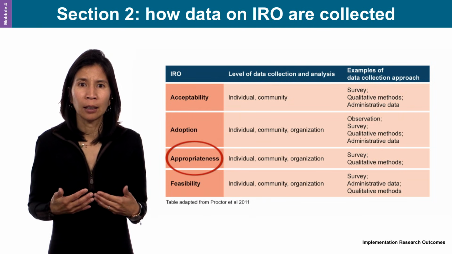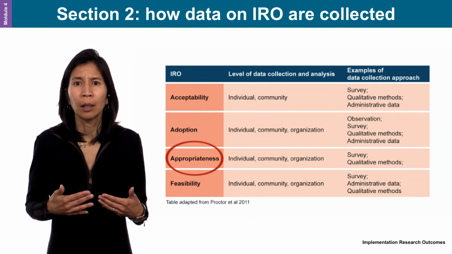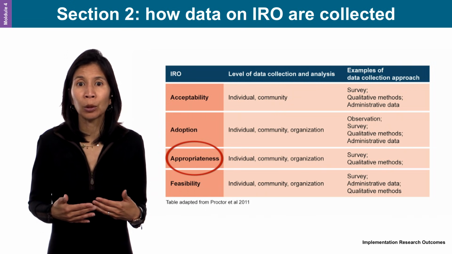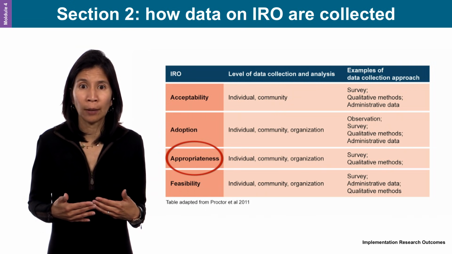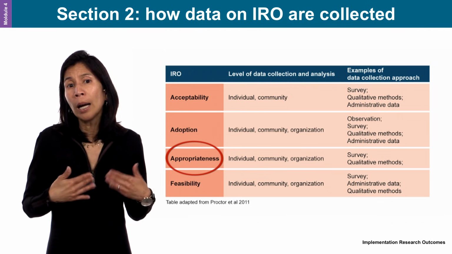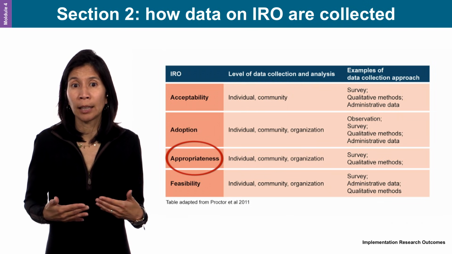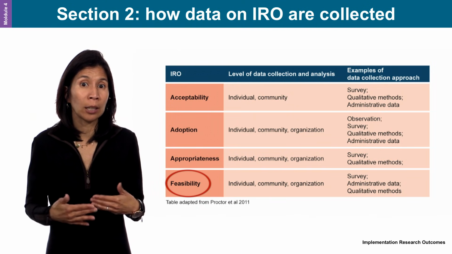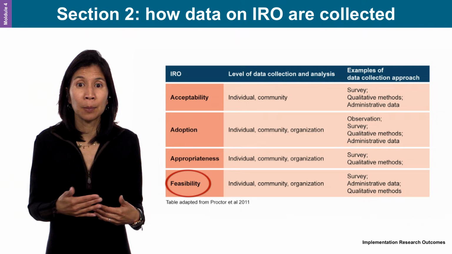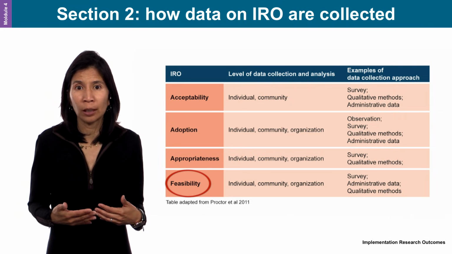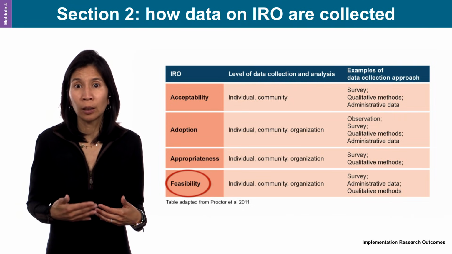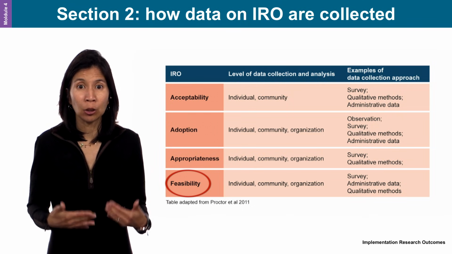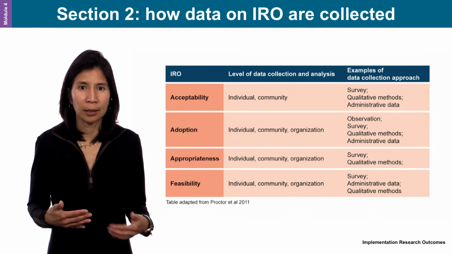Appropriateness or fit of the evidence-based program or implementation strategy can also be measured through individual, community, and organizational level, through either surveys or qualitative methods. And feasibility, the extent to which an intervention can be carried out in a specific setting or organization, can be measured at the individual, community, or organizational levels through surveys, administrative data, and qualitative methods.